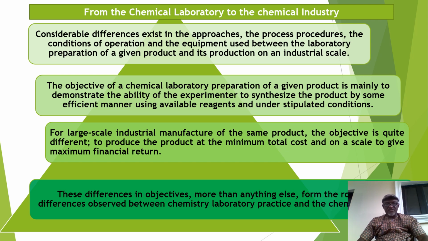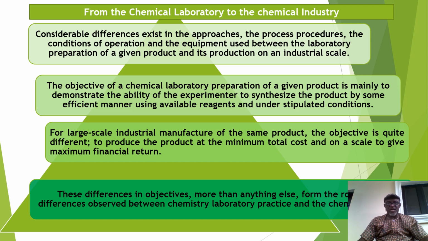But for large-scale industrial manufacture of the same product, the objective is quite different. To produce a product at a minimum total cost on a scale to give maximum financial return. So anybody who is setting up an industry, the major thing is you want to make money. That is very, very important. But in the laboratory, as we'll see the differences in the operations, the major thing is just for us to show that we can produce such a product using that process under certain conditions.